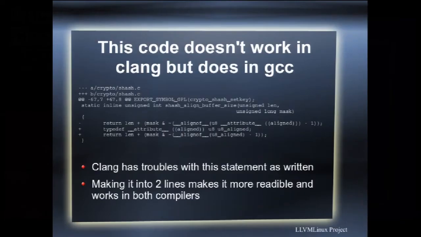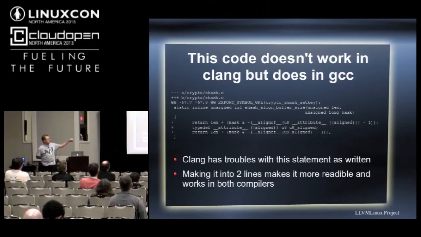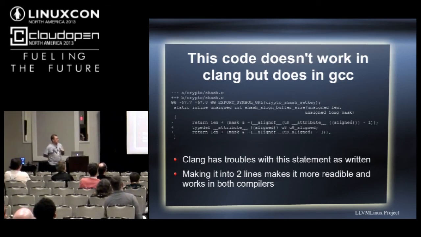Okay, the next thing is a couple of places where we have very complex statements that ultimately Clang chokes on. So in this case, we can see there is an alignment statement there that's relatively complicated. We merely broke it into two statements. I think it actually makes it a little bit easier to read. Essentially, it does exactly the same thing. Both GCC and Clang actually end up doing the same thing with that particular code.